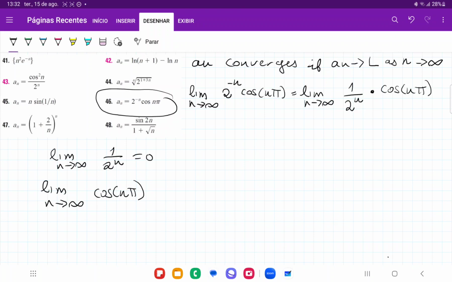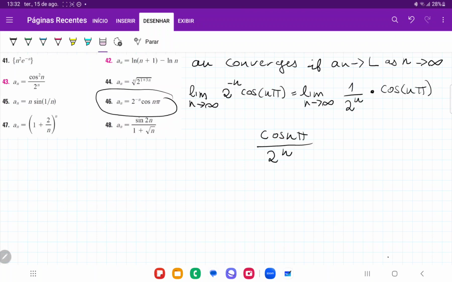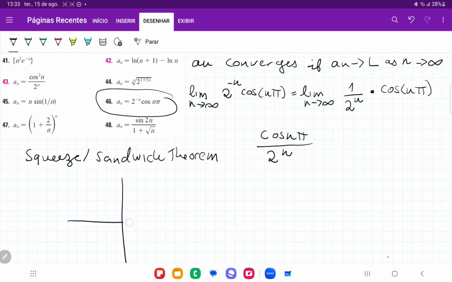So how can we talk about a limit when part of this sequence does not have a limit? Well, we're going to say cosine n pi divided by 2^n. The top part doesn't have a limit, but the bottom part does, right? And so what we're going to do here is use something called the squeeze or the sandwich theorem.